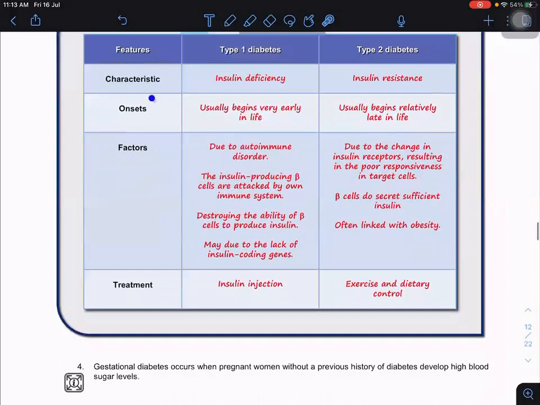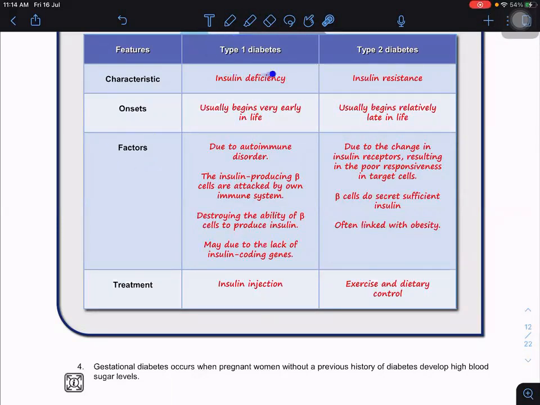Okay, how about onset? When is the onset? Type 1 diabetes usually occurs very early in life. Type 2 is relatively late in life. Even though I say relatively late in life, it doesn't mean it only occurs when you are aged 30, 40, 50, because it depends on the lifestyle. Okay, so what is the underlying factor?